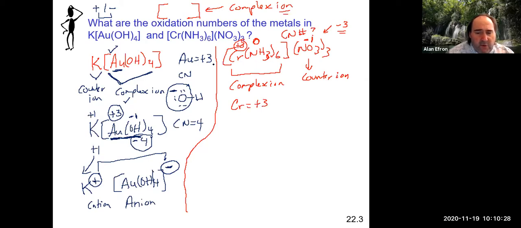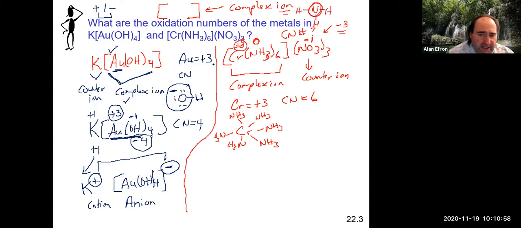Here, the coordination number would be 6 because we basically have a chromium that has 6 of these ammonias attached to it. And ammonia is also monodentate. Again, if you draw ammonia, it is going to attach here at the nitrogen. So since there's 6 of them, that gives us a coordination number of 6. Any questions on that so far?